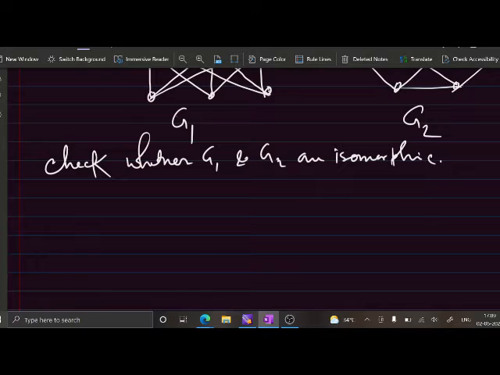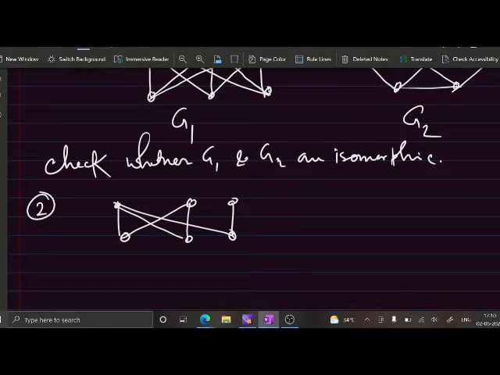Okay, and another problem I can give you. Suppose again you consider the same graph as above. Okay, and another graph is like that.